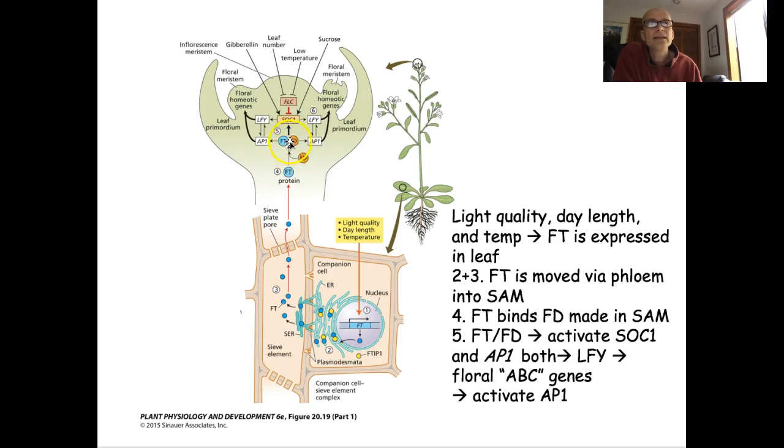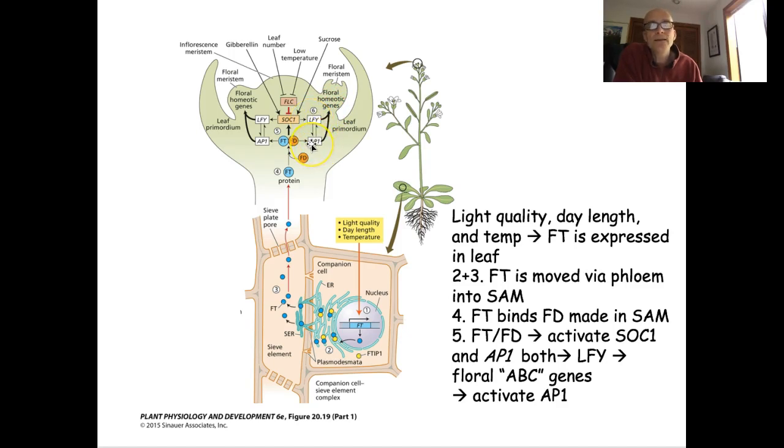You see that this interaction with FT turns on the transcription of a gene called SOC1, which stands for suppressor of Constans. When they first found this gene, the mutant was suppressing the action of Constans, right? Constans, FT moves up and then activates SOC1. And SOC1 then activates a gene called LEAFY, the major regulator of floral homeotic genes, so the ABC genes that we discussed before.